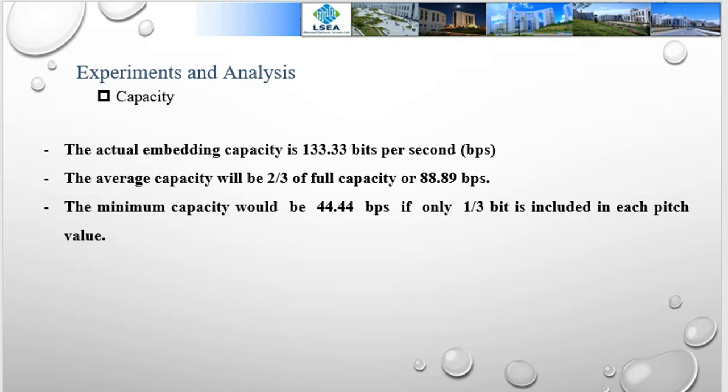For the capacity, the actual embedding capacity is around 133.33 bits per second if we use 3 bits embedding, and the average capacity is around 88.89 bits per second if we use 2 bits among 3, and the minimum capacity would be 44.44 bits per second if we embed only one bit of secret information.